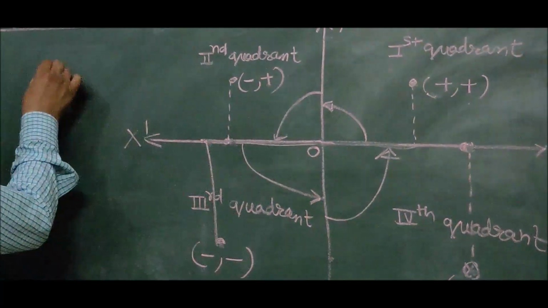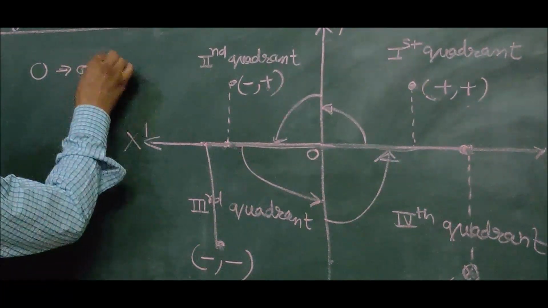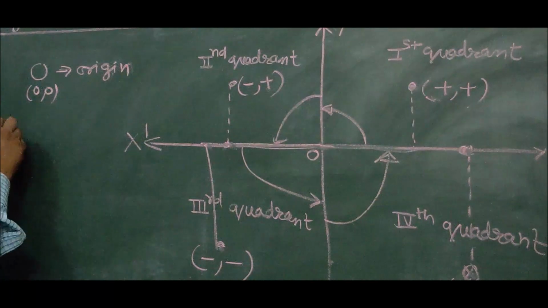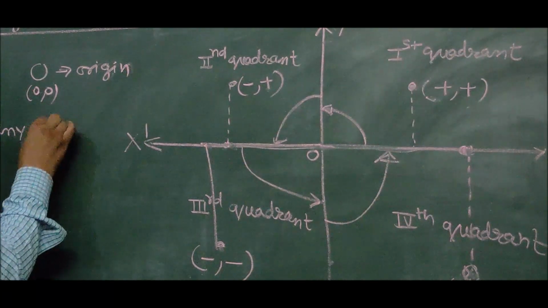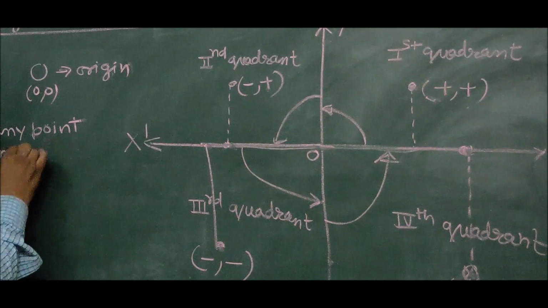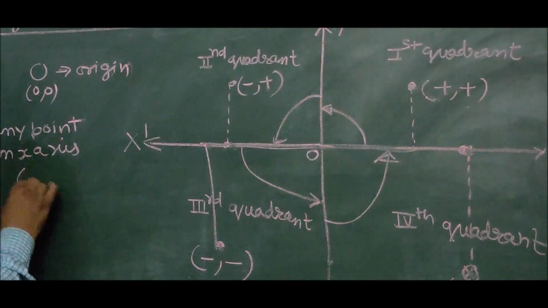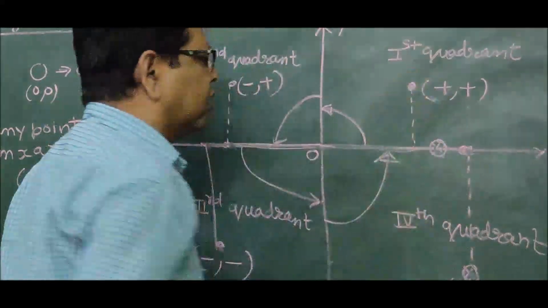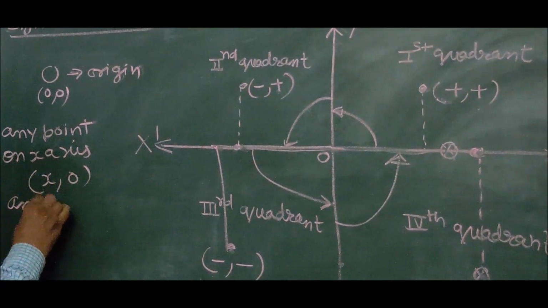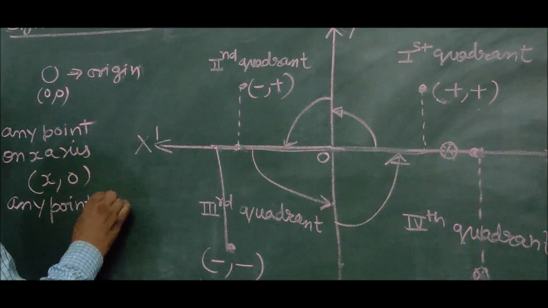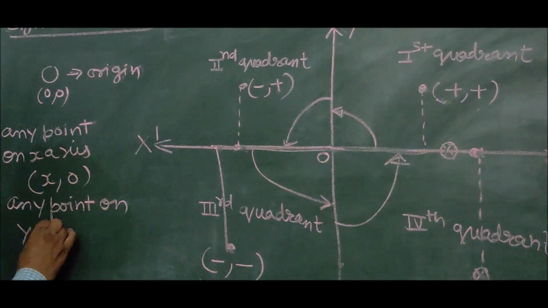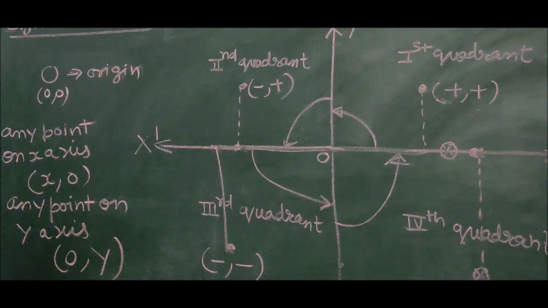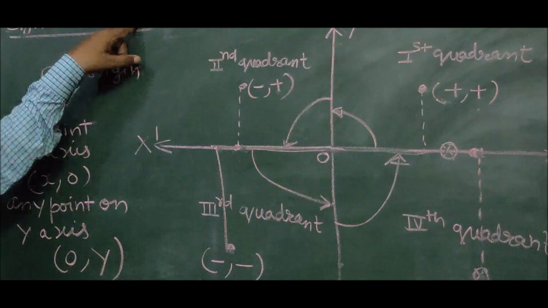And the point O is known as the origin and its coordinates are 0, 0. Any point on the x-axis has the coordinates x comma 0, because the y coordinate is 0. For any point on the y-axis, the x coordinate is 0 and the y coordinate has some value. So this was all about sign convention.